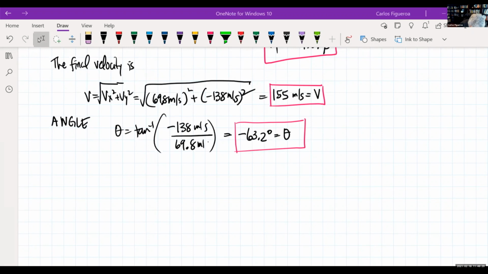We want to talk about the maximum range now. I want to warn you about this equation. It's one of the most misused equations in projectile motion.